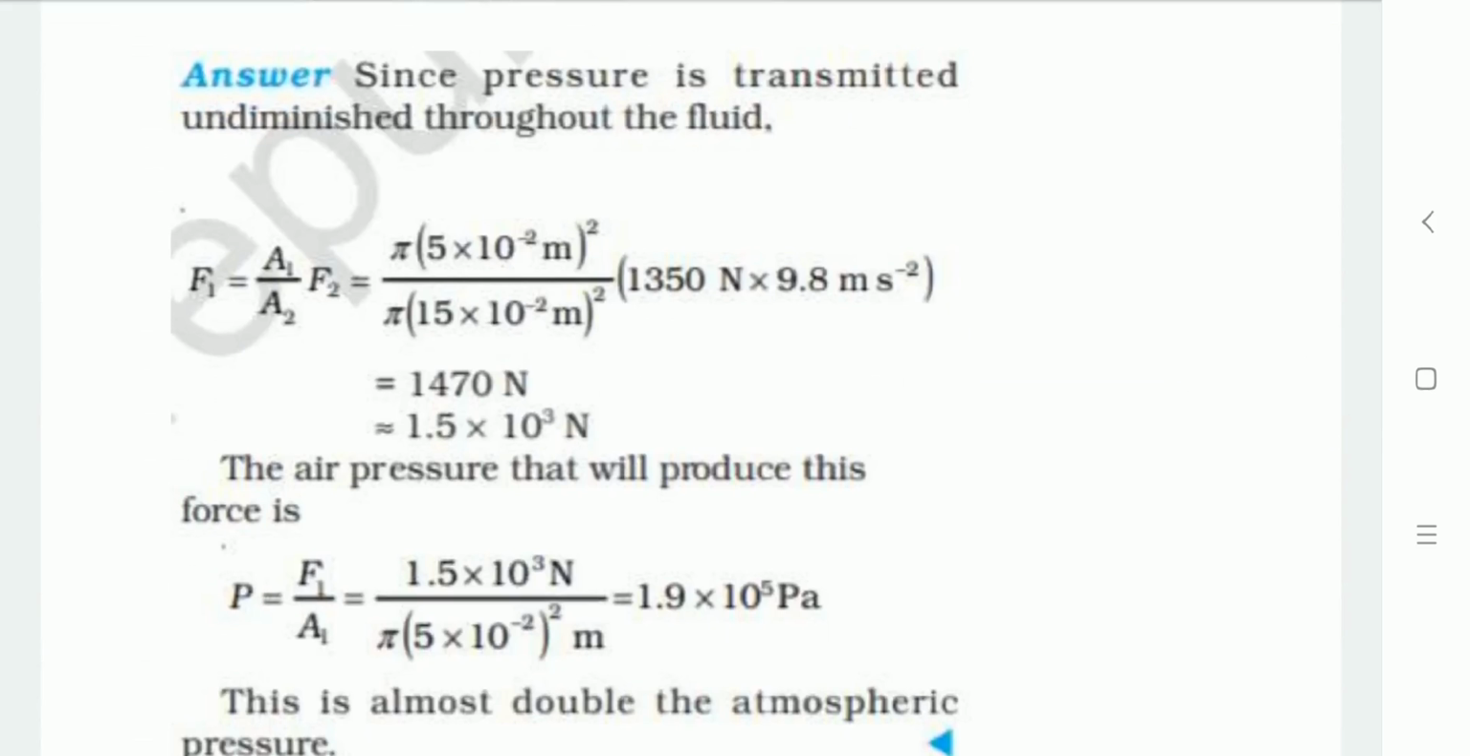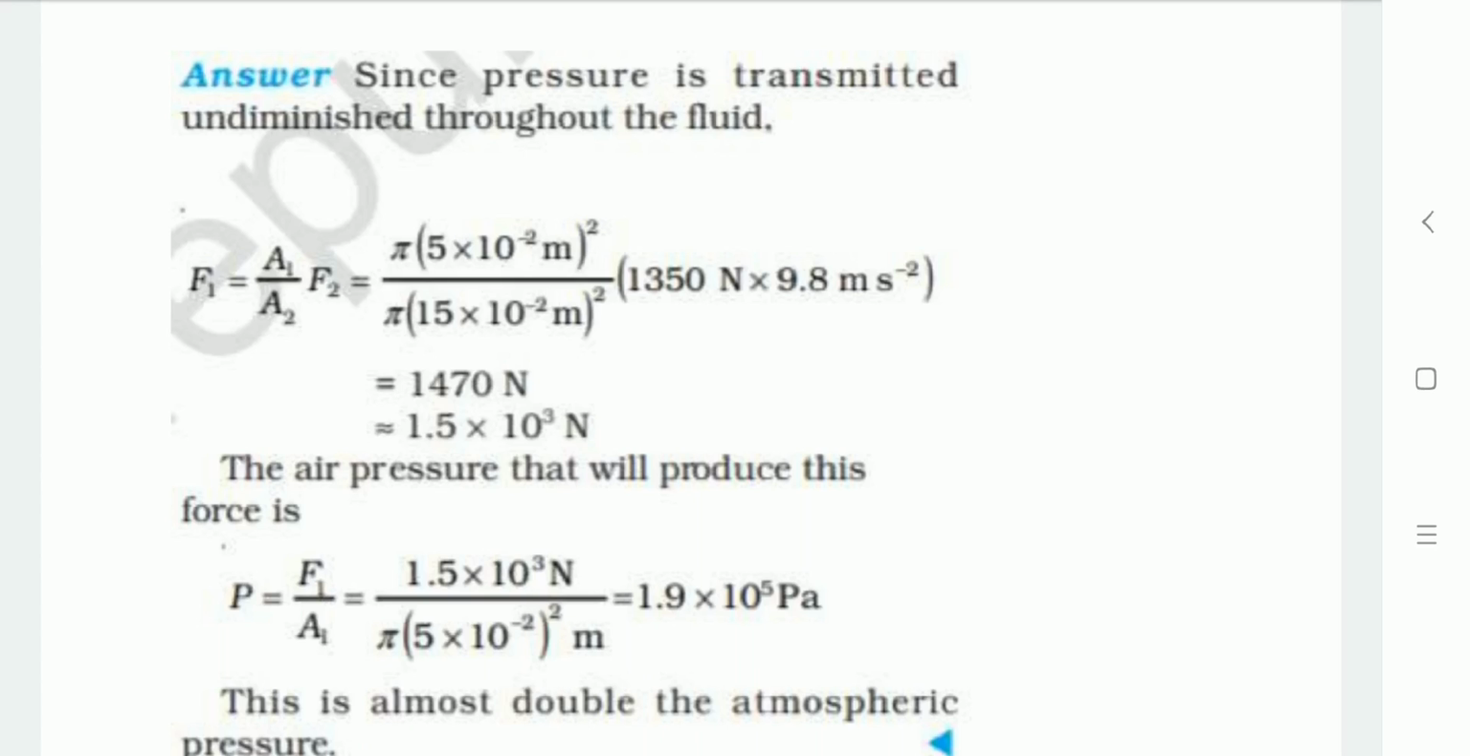F2. And F equals mg. M is given 1350 kg. G is given 9.8 meter per second square. So by substituting the values of area and the force generated by the car, we will get F1, that is 1.5 into 10 raised to 3 Newton.